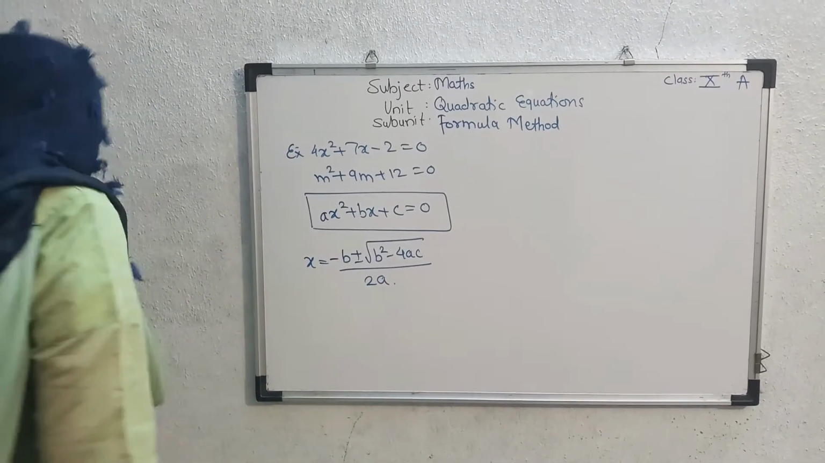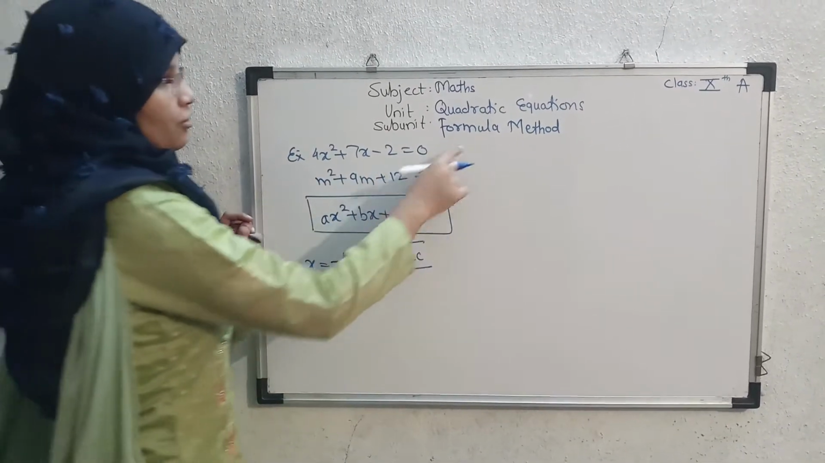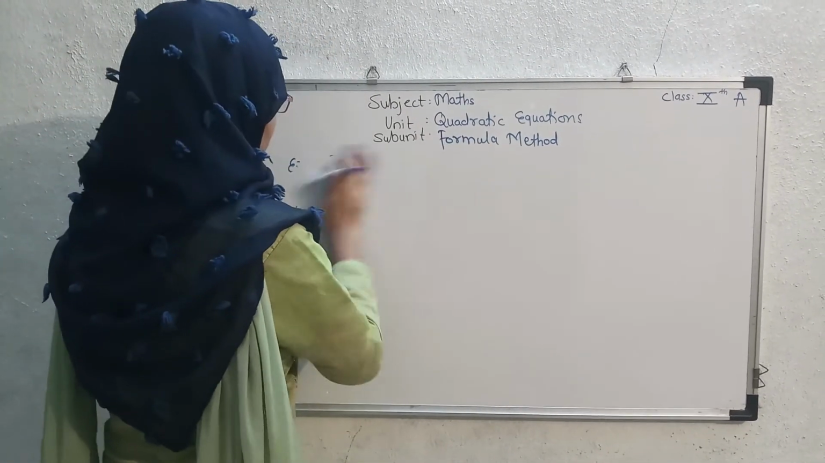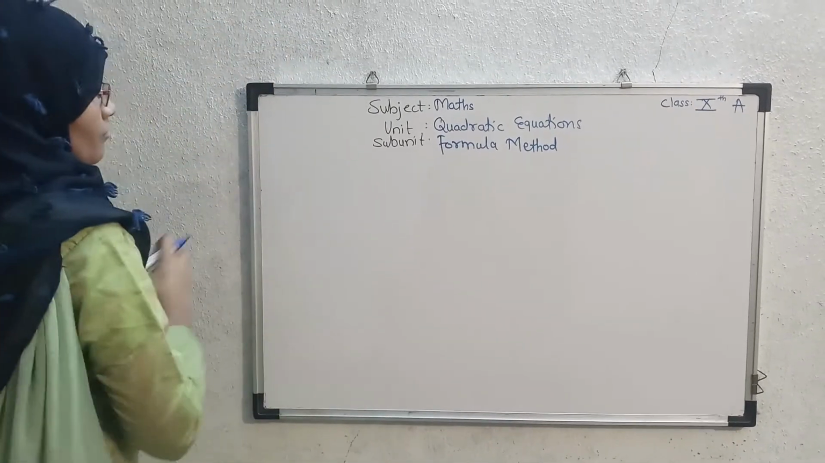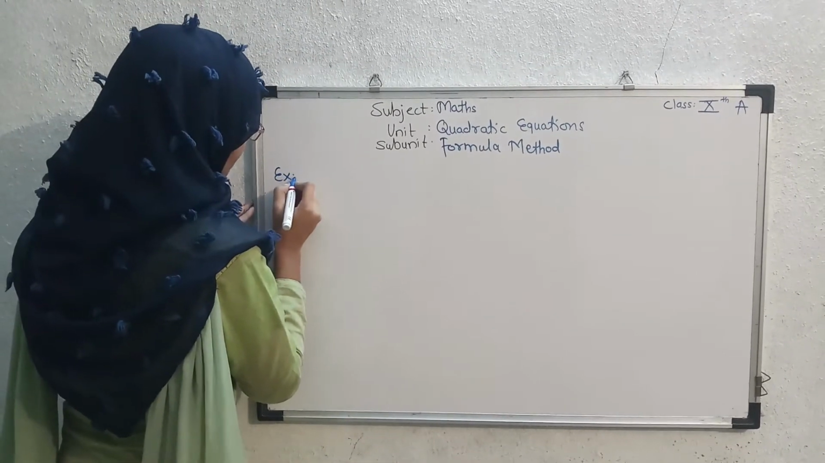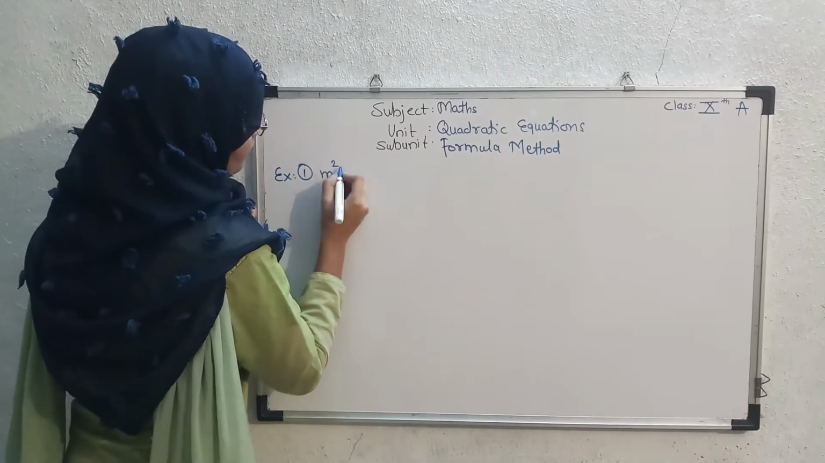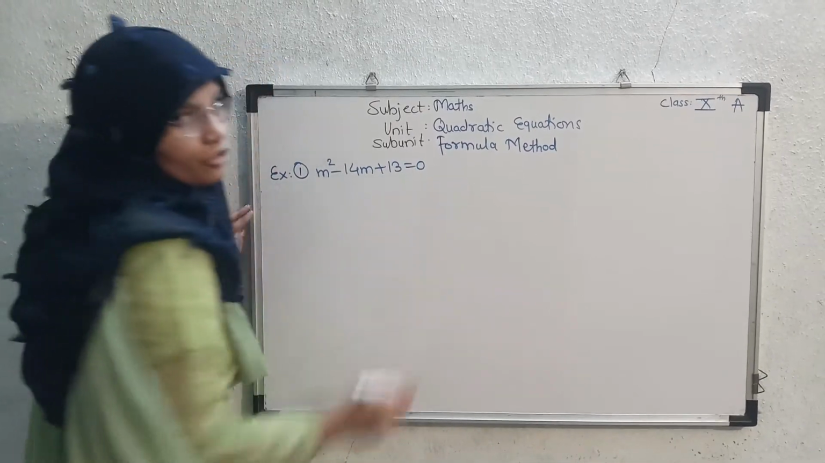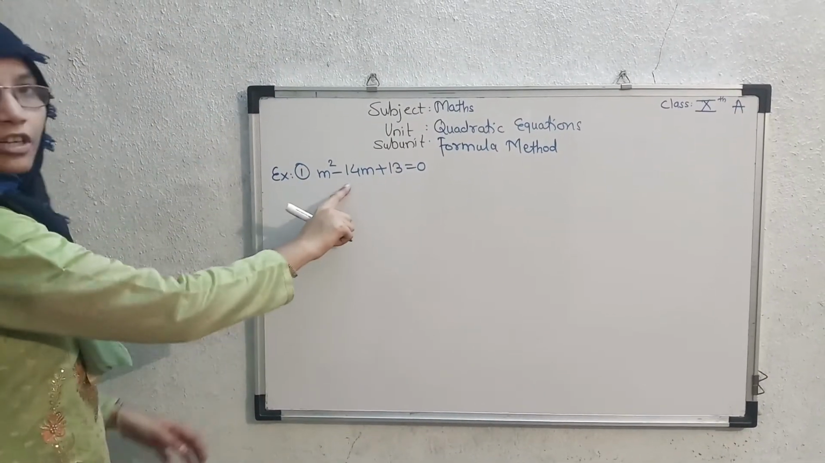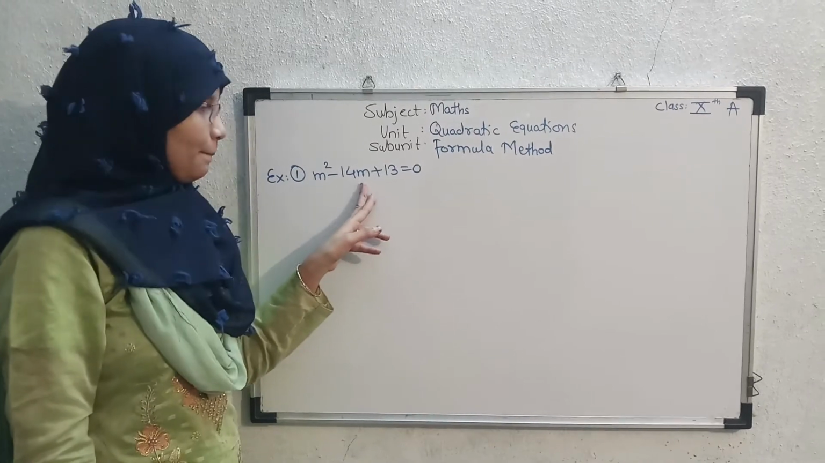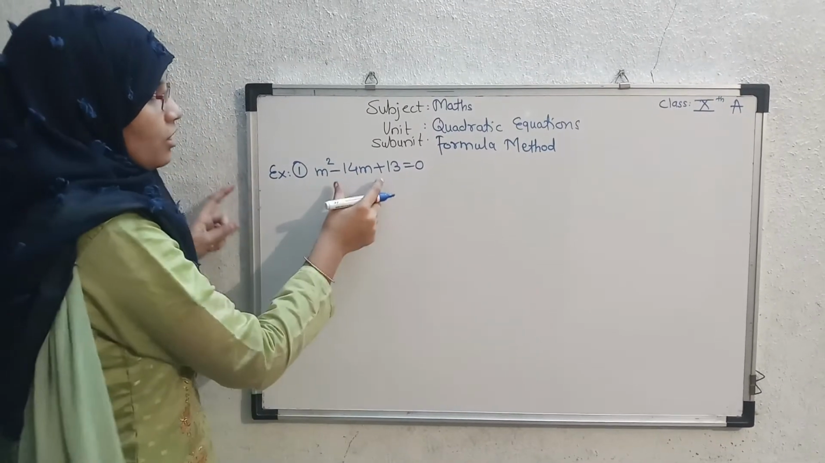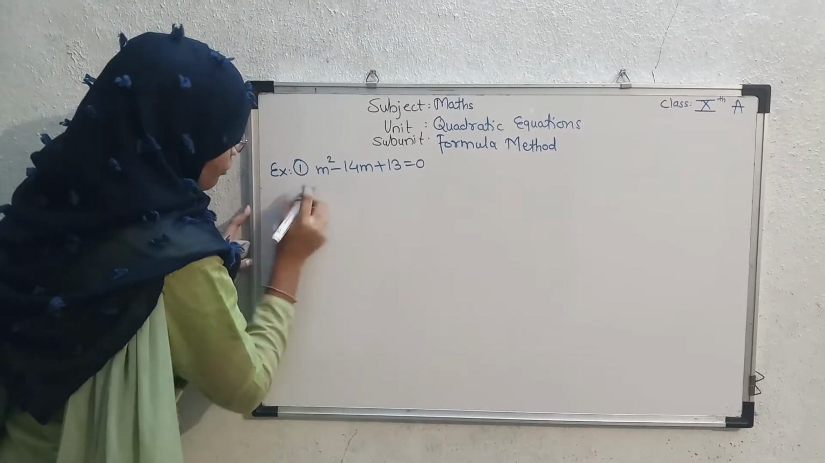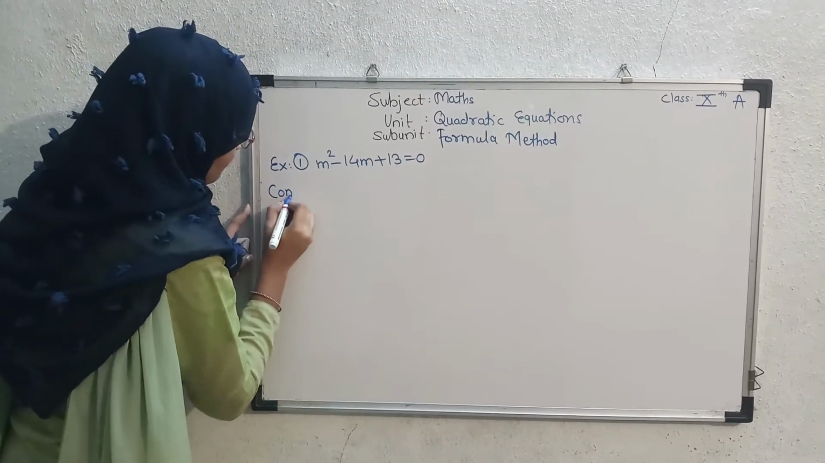Now we have to solve some examples of quadratic equations using the formula method. Example 1: m square minus 14m plus 13 is equal to 0. This is a quadratic equation having variable m. Variable m है ना? Now to solve this quadratic equation with the formula method, first compare this equation with the standard form.